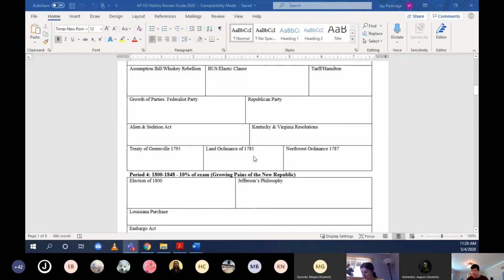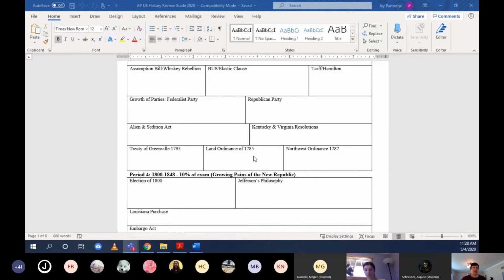Oh, it's right there. It's right in front of me. So it's just before the beginning of period 4, so near the middle of page 2. And the Treaty of Greenville would be one of the most important treaties in American history.